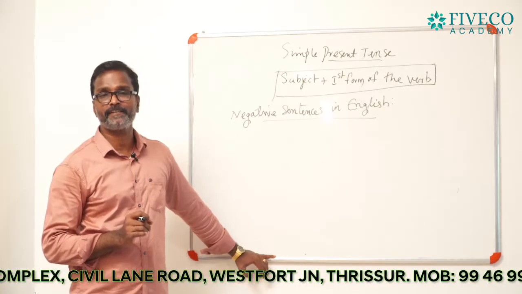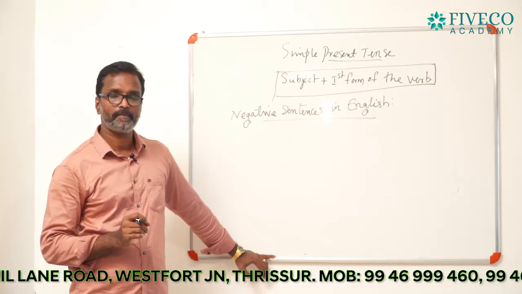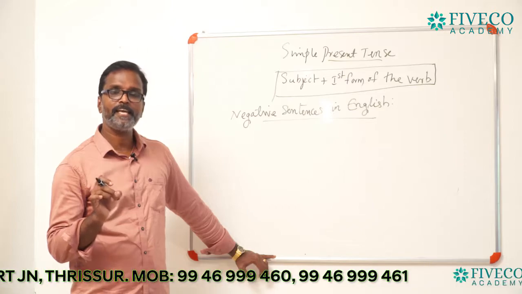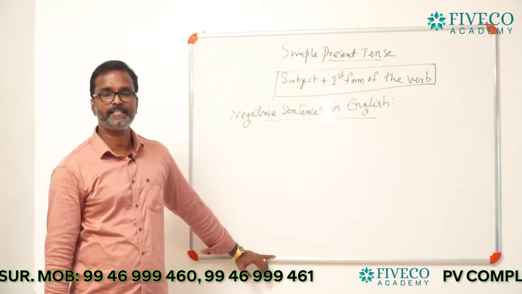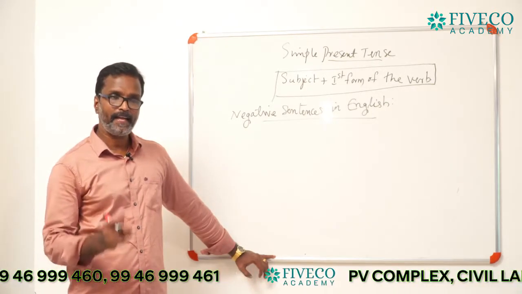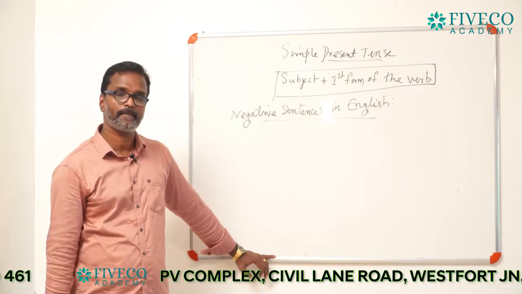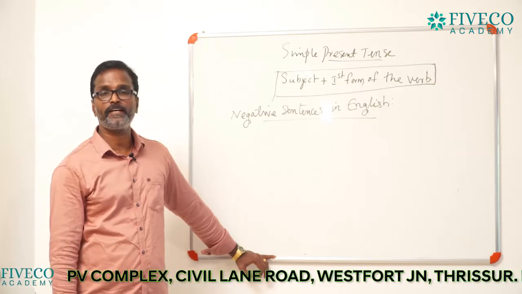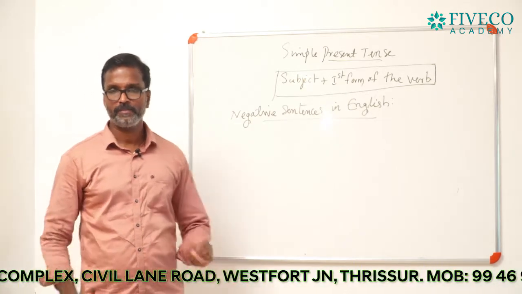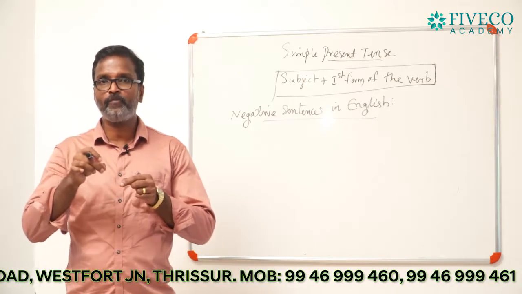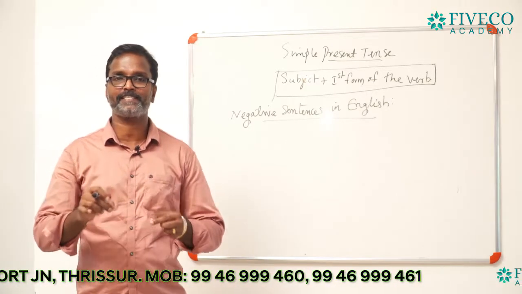She is a teacher. What type of sentence is it? It is a positive sentence. And another one is the negative, that is, she is not a teacher. So, what did we do? We used not along with the auxiliary verb is.